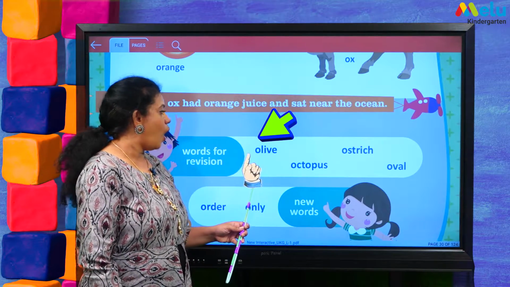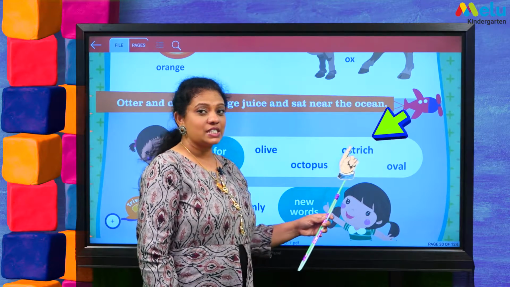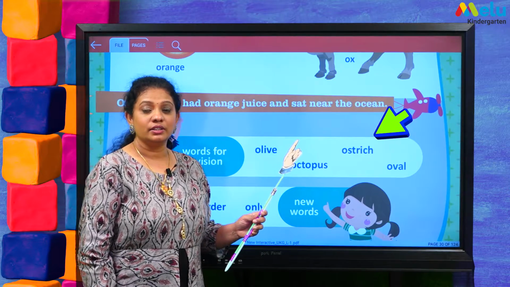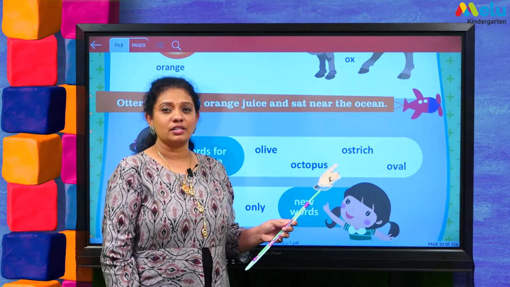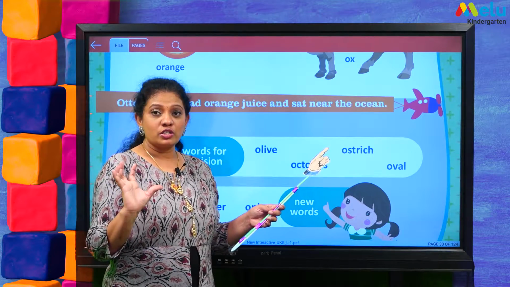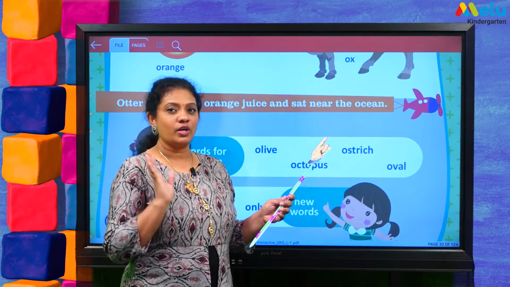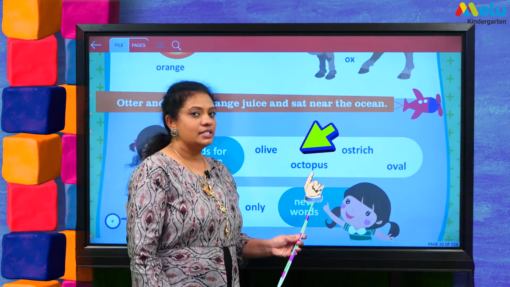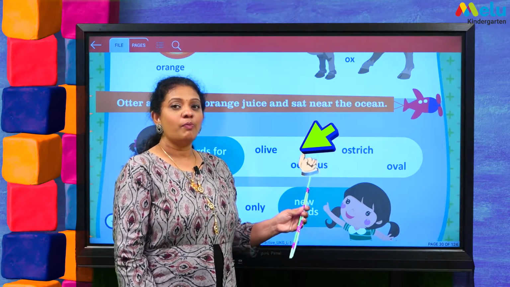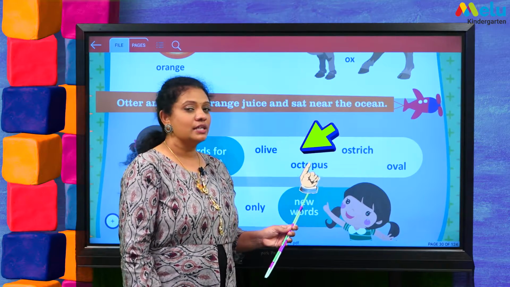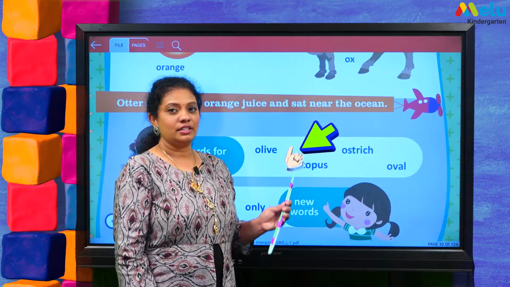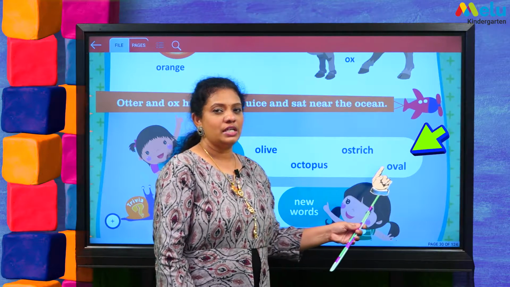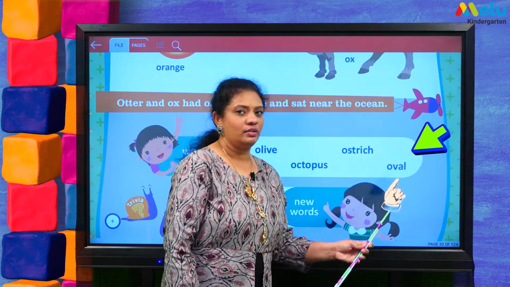Olive. Ostrich. Ostrich is a bird, which runs very fast, and the egg of ostrich is also big in size. Octopus. Octopus is a water animal, and the important characteristic of octopus is it has 8 legs. And oval. Oval is a shape.